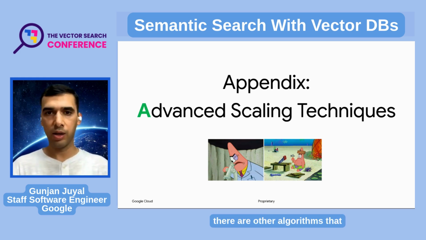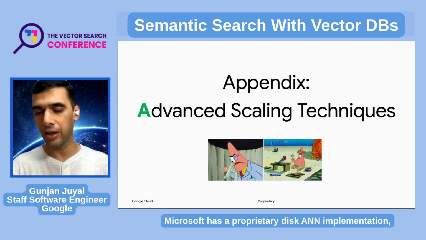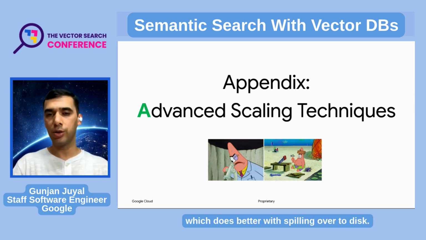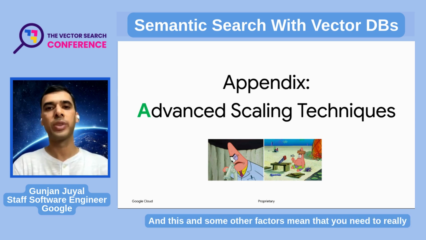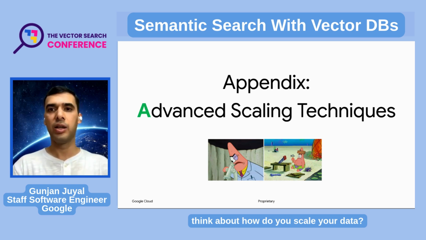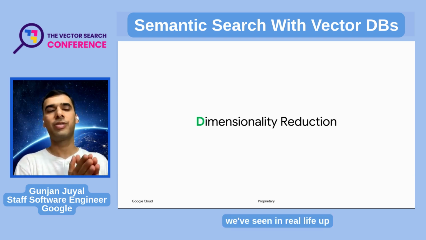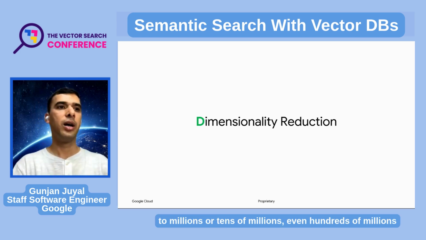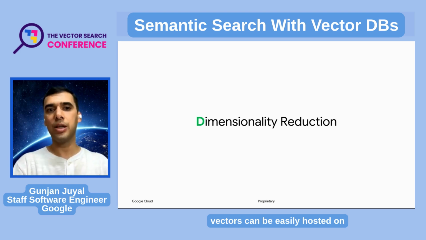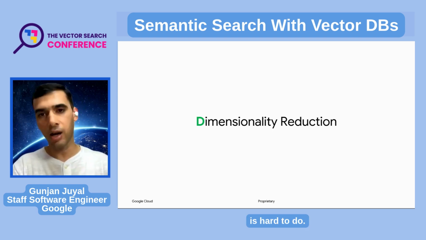Now, there are other algorithms out there. For example, Microsoft has a proprietary DiskANN implementation, which does better with spilling over to disk. Nevertheless, you'll get the best performance when your index is in memory. And this and some other factors mean that you need to really think about how you scale your data. Because when we talk about vector databases, we've seen in real life up to millions or tens of millions, even hundreds of millions of vectors can be easily hosted on an OLTP database, but hundreds of millions is a stretch, and billions is hard to do.